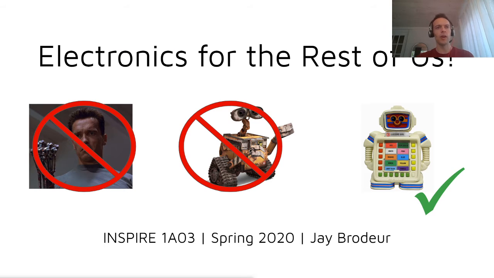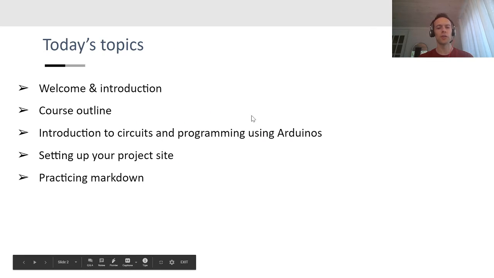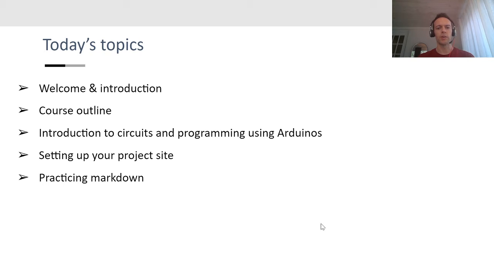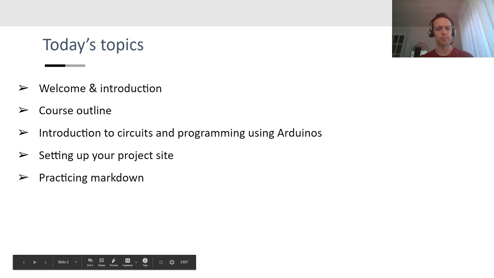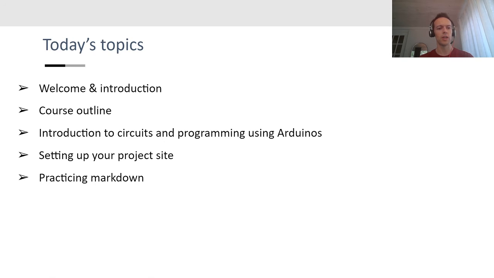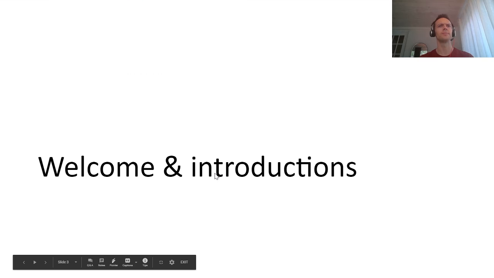Okay, so welcome to Electronics for the Rest of Us. I'm going to go through some of the introductory topics here. We'll do a quick welcome introduction. I think I've already done that, so we'll go on to the next part, which is to talk a little bit more about the course outline. Then in the videos to follow, we'll do some introductions to circuits and programming using Arduinos. We'll have you set up your project site at the end of the day 1-2 activity, and you're going to be practicing Markdown as well. So right now in this presentation, we'll cover the first two pieces of this.